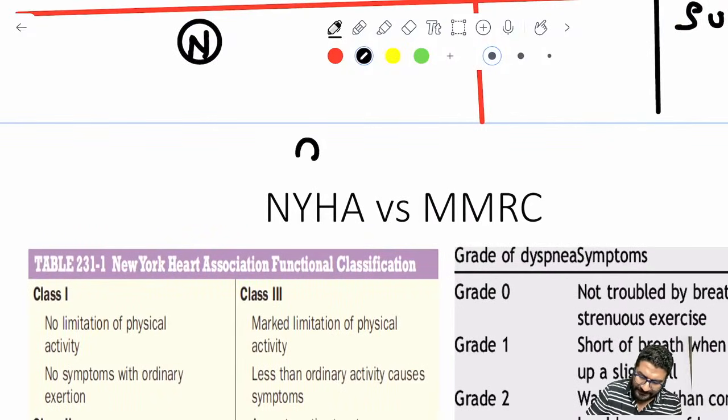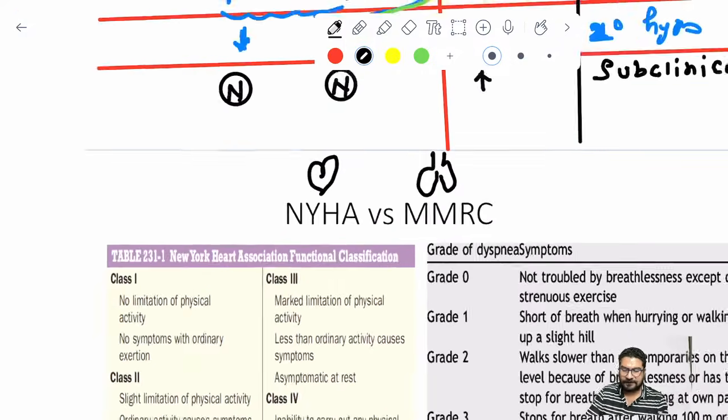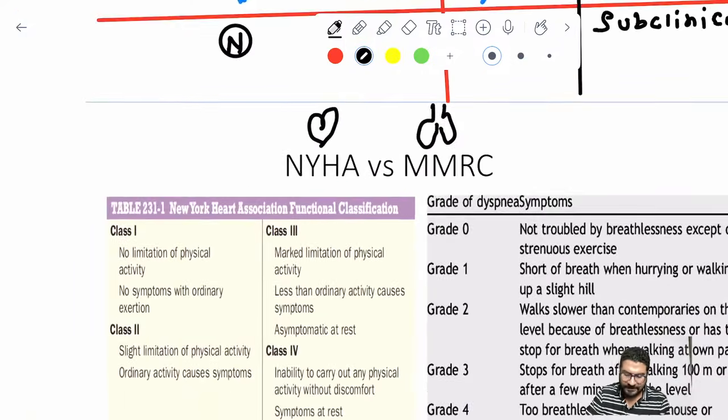NYHA, remember this is New York Heart Association. We use it for heart disease, and the Modified Medical Research Council scale we use for lung disease. So these are dyspnea scales that we use for heart and lung disease. See, class 1 no limitation, class 2 slight limitation, class 3 marked limitation, class 4 symptoms at rest. Simple.